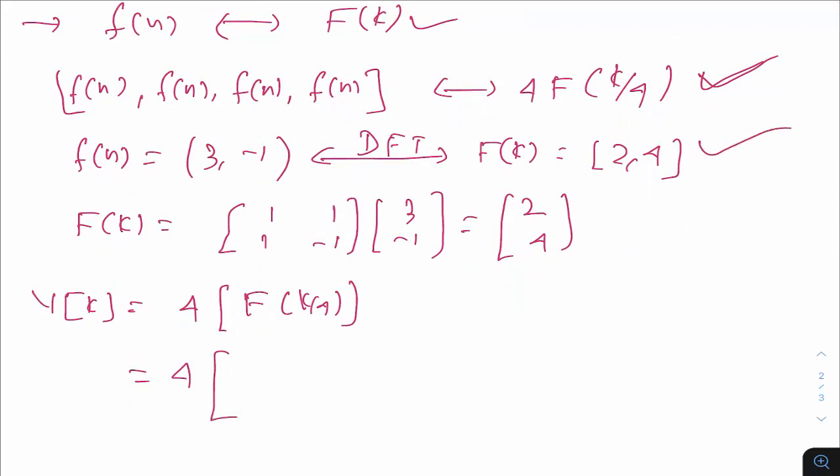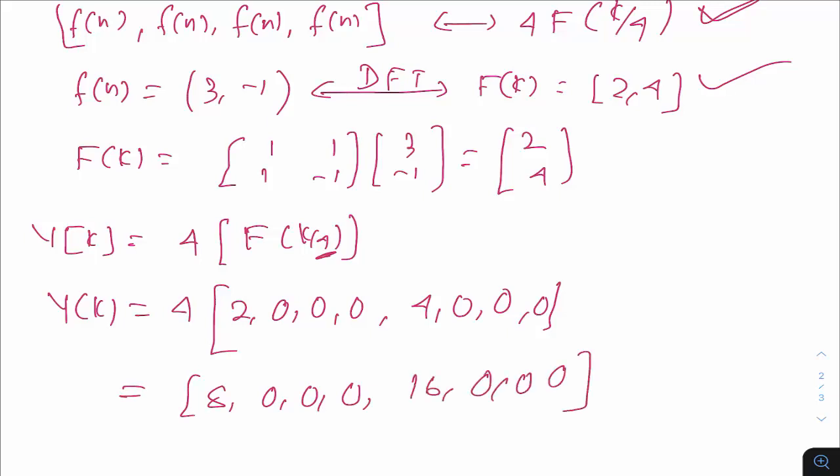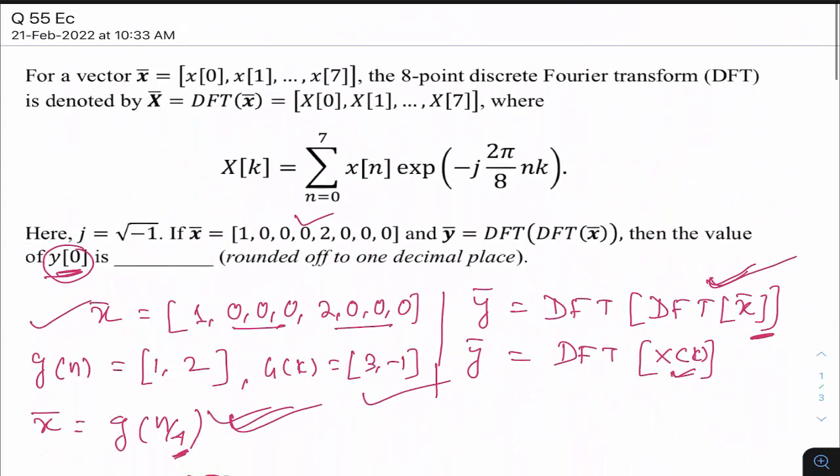If I ask you to interpolate it, because this factor is 4, after every sample you have to put 4 minus 1, that is 3, zeros. So 2, triple zeros, 4, triple zeros. This is what your y of k is. If you multiply by 4, this is 8, then triple zeros, then 4 into 4 is 16, again triple zeros. And here we are supposed to get the 0th sample value, which is basically 8. So the answer to this question is 8.